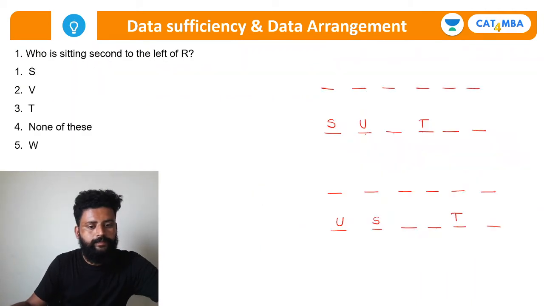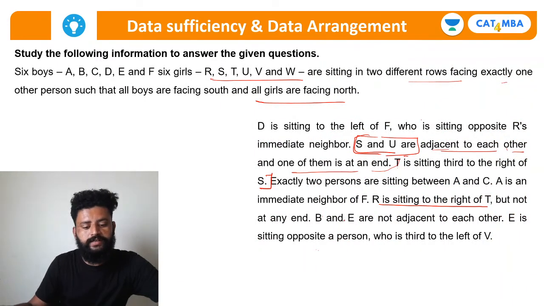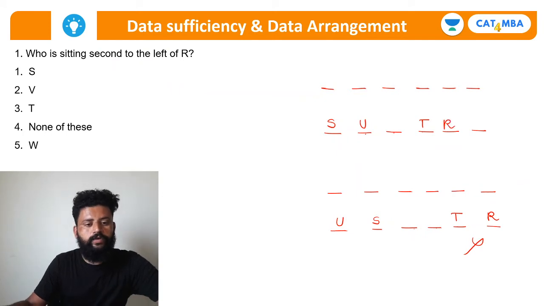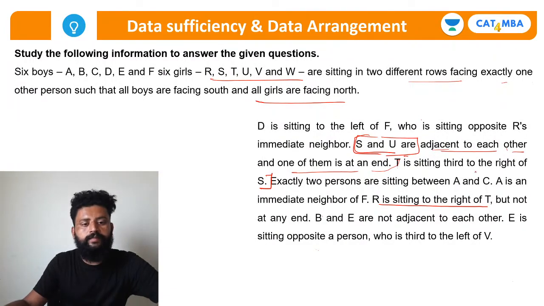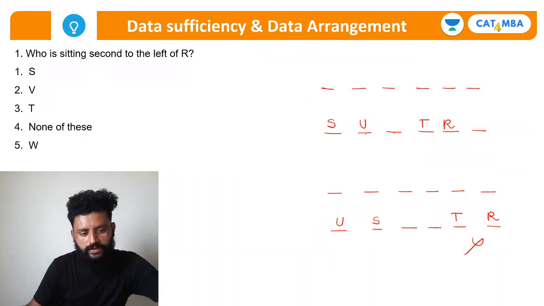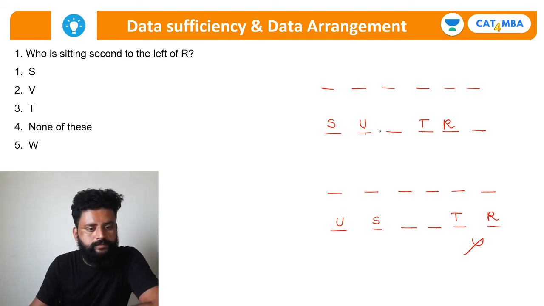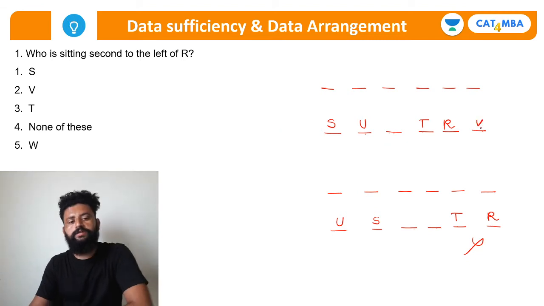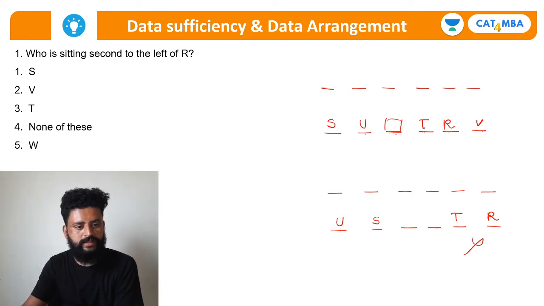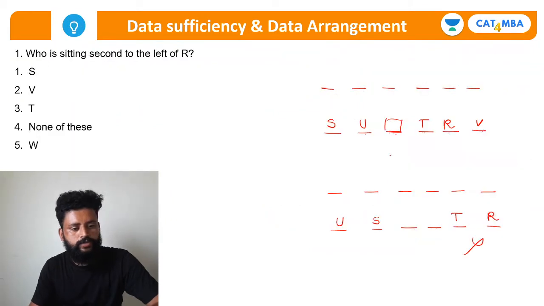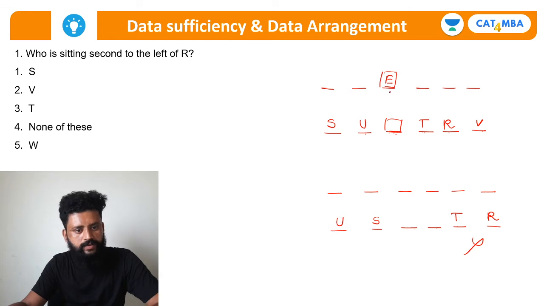Then R is sitting right of T. This is not the case because R is not at the end. Okay, so R is sitting right of T, but R is not at the end. So it must be like this: B and E are not adjacent to each other, and E is sitting opposite to a person who is third to the left of V. So there is a person who is third to the left of V. V must be here or here, right? If V is here, there will not be a third to the left of V. So V must be here, and 1, 2, 3. This is the person who is left of V, and E is sitting opposite to that person. So E must be here. So that's how we can do it here. Okay, let's try it.